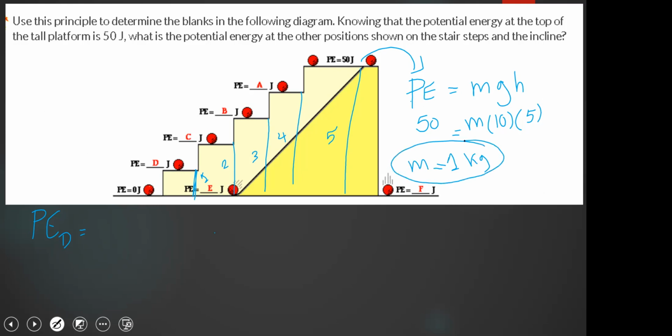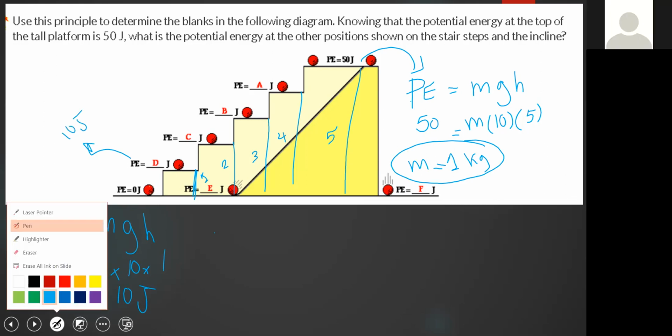So now I know the mass of the ball, which is 1 kilogram. Now let's find the potential energy at point D. mgh. What is the mass of the ball? It is 1. What is g? It is 10. And what is the height for the ball at point D? It is 1. Bravo. So the potential energy at D is 10 joule.